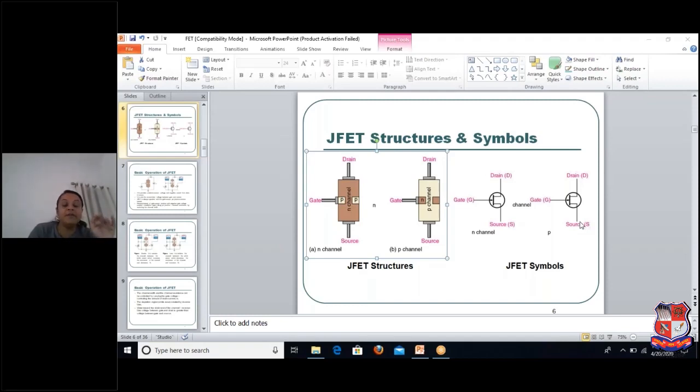Okay, then first of all we show the types of FET. FET has two types, which are JFET and MOSFET. Again, JFET will be classified into two types, N channel JFET and P channel JFET. The second one is the MOSFET, which again has two types, the depletion layer MOSFET and the enhancement layer MOSFET. Okay, so all of you clear up to here?